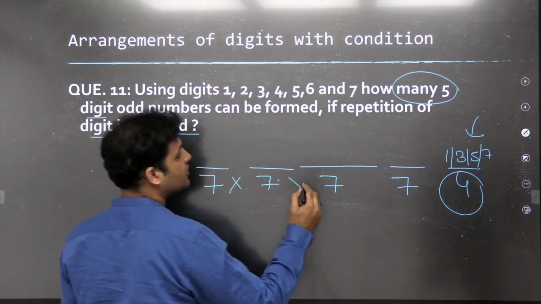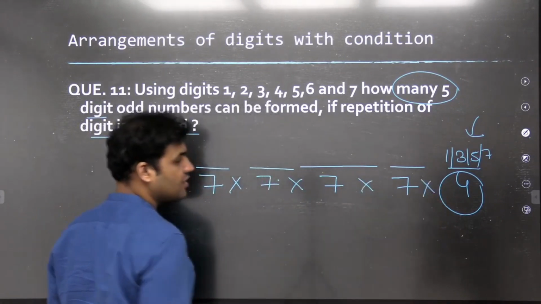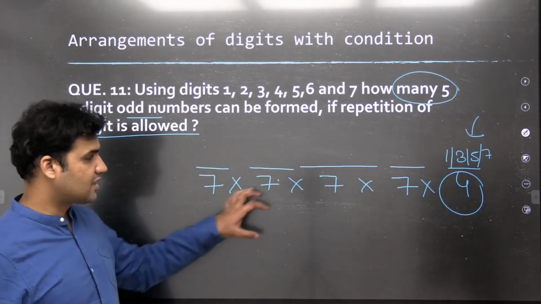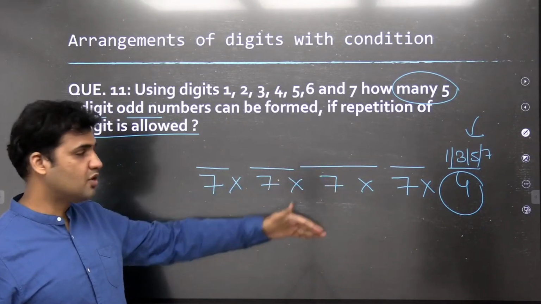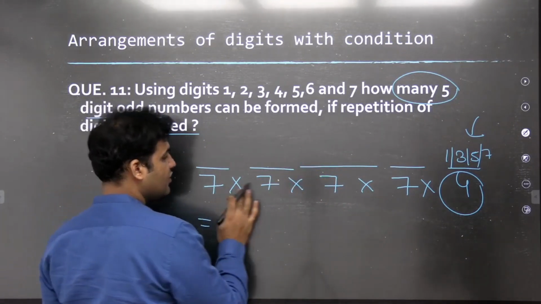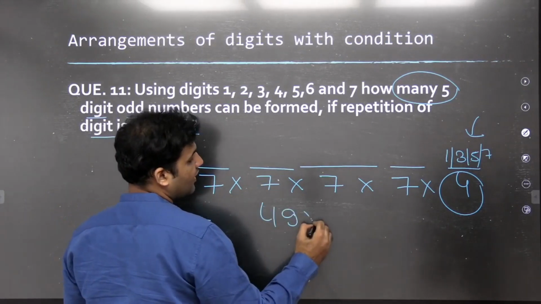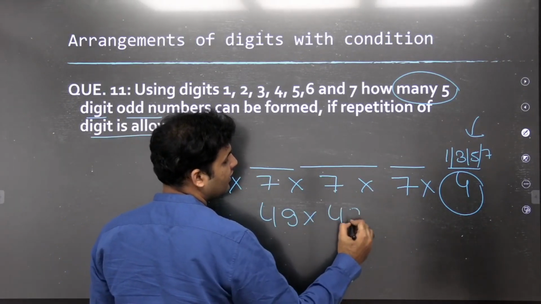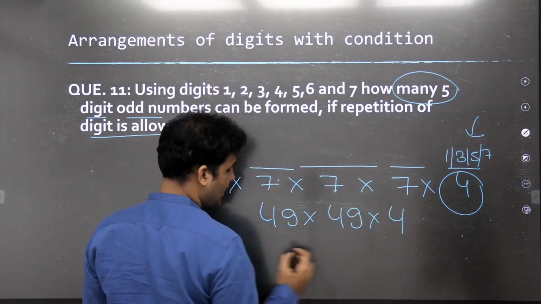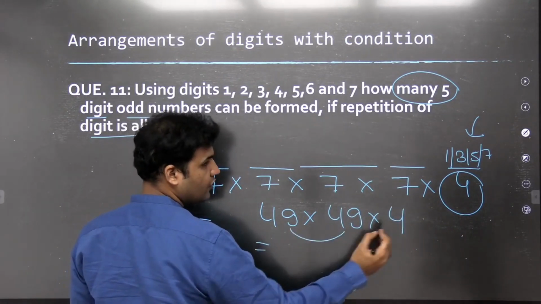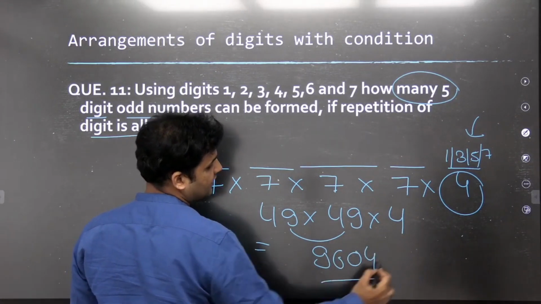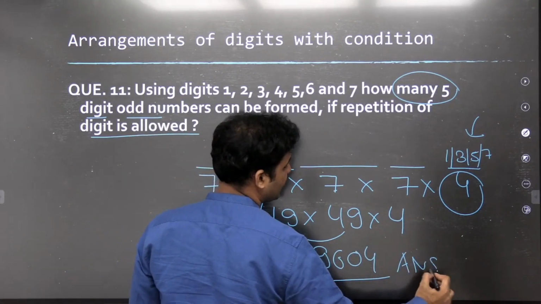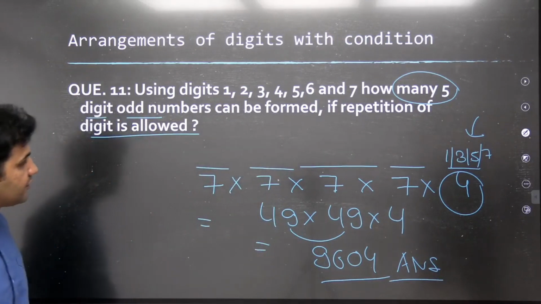So the total possible arrangements of these digits are this, and every possible arrangement will give us a new number. So what is the answer? 7 into 7 is 49. Again 7 into 7 is 49. 49 into 49 is 2401. 2401 into 4 is 9604. So this is the answer of the question. 9604 is the answer of the question.